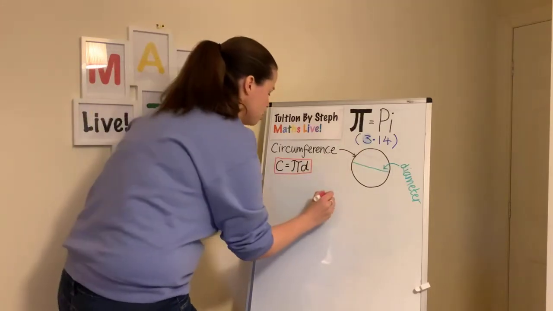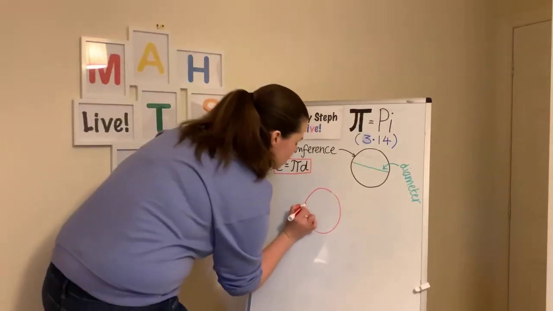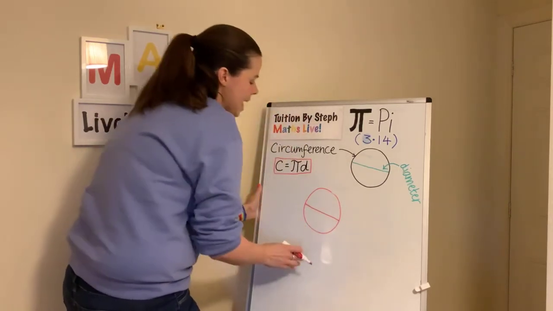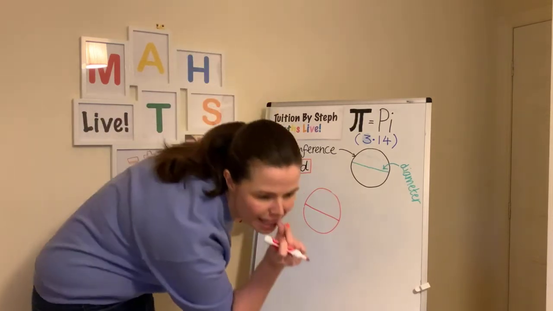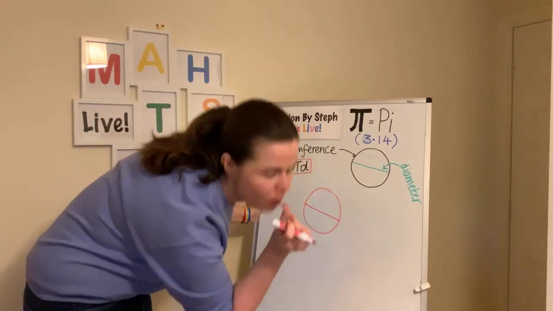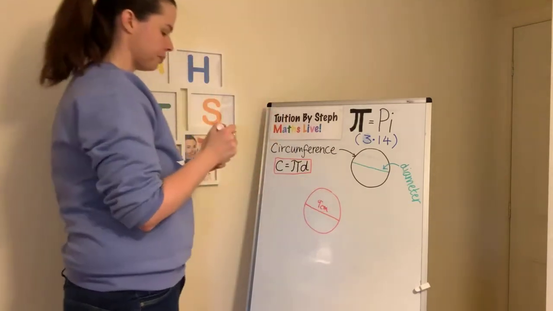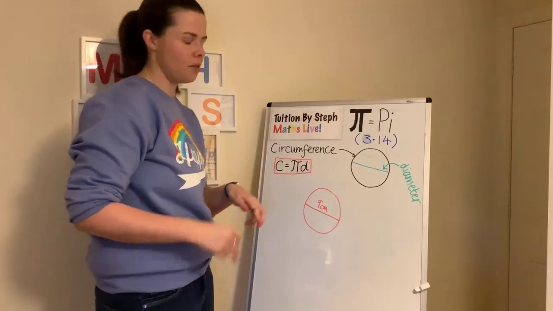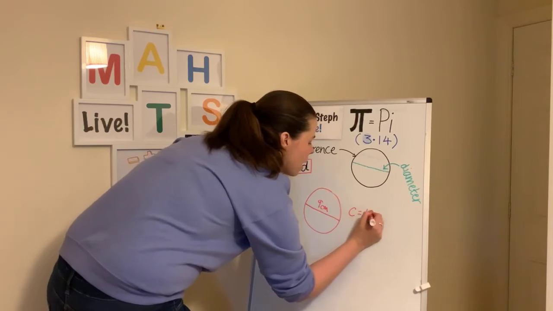So here's my new circle. Okay, I'm going to tell you that the diameter of this circle is, let me think, I'm going to say it's 9 centimetres. Okay, so C equals pi d. I need to find the circumference. So in this case, C equals pi.